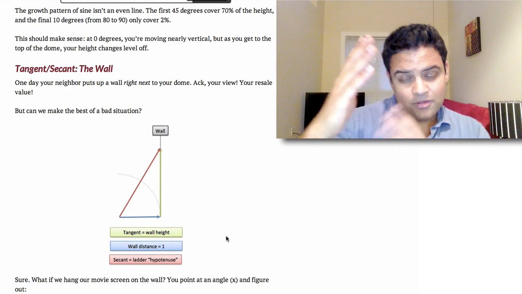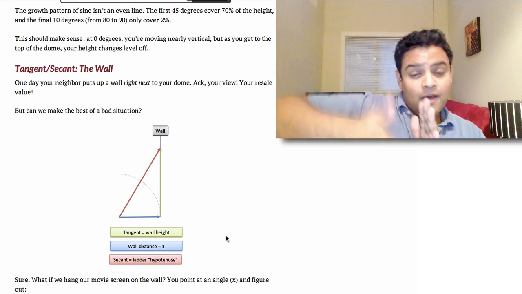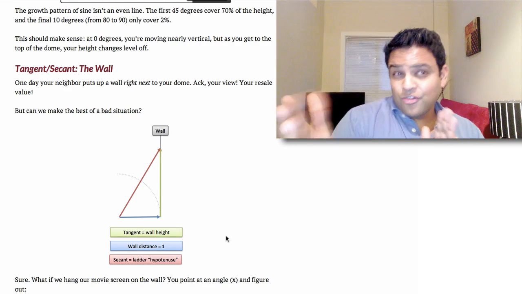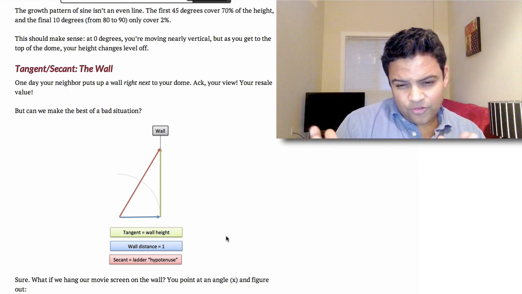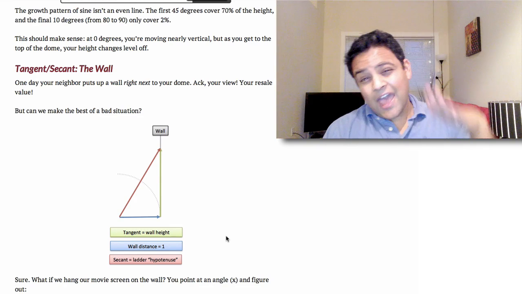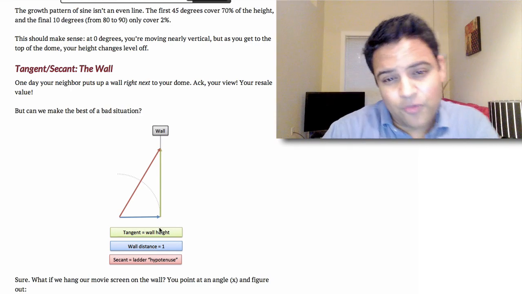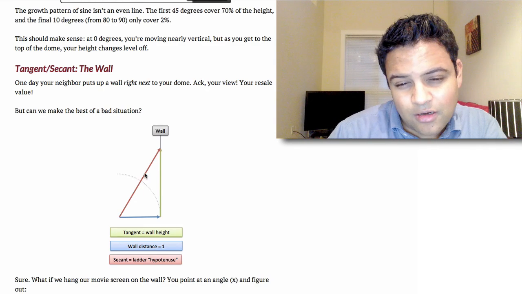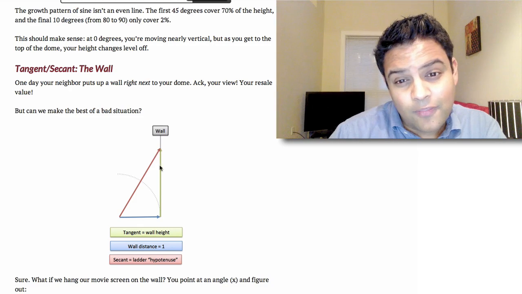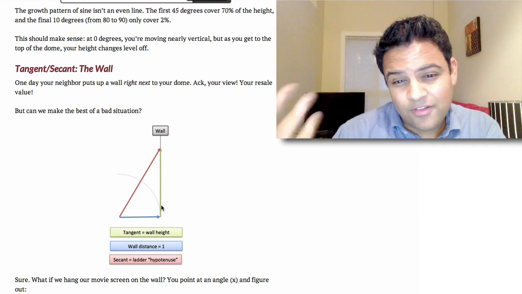I consider the tangent to be the height on the wall. The distance to the wall is always 1. It's always that unit distance. And then we also have the ladder distance to the top of the screen. The ladder distance is this red guy here. We call that the secant. And the height on the wall is called the tangent.